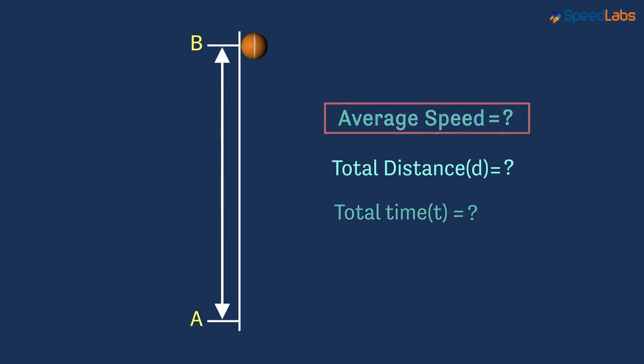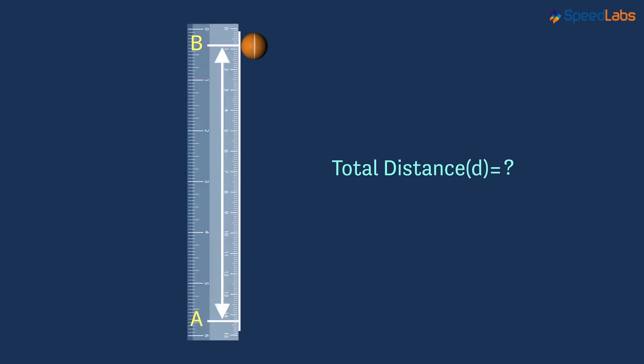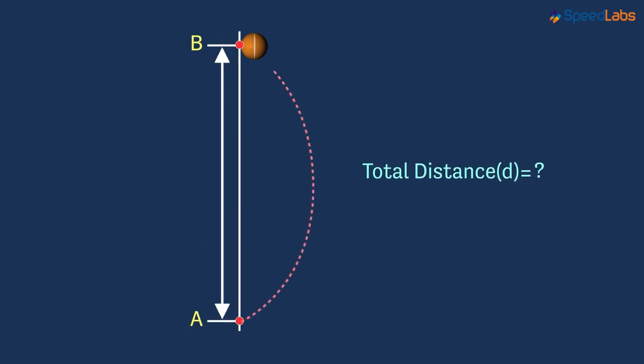Now, it is easy to measure the distance if it's along a straight line. It's even easier if this distance is shorter in length. You can take a ruler or a measuring tape to measure the distance. But what if this path is not a straight line? What if it's curved, something like this?